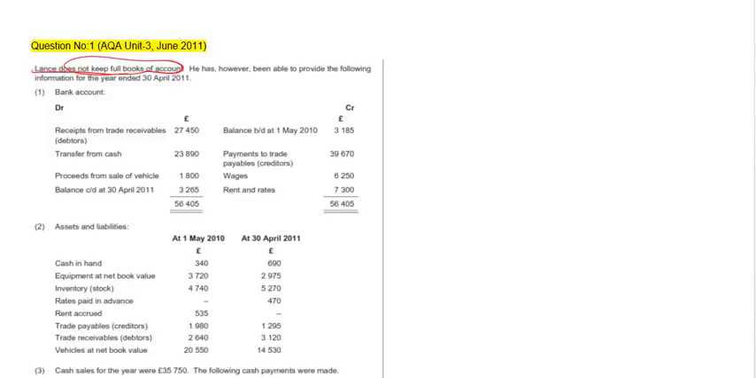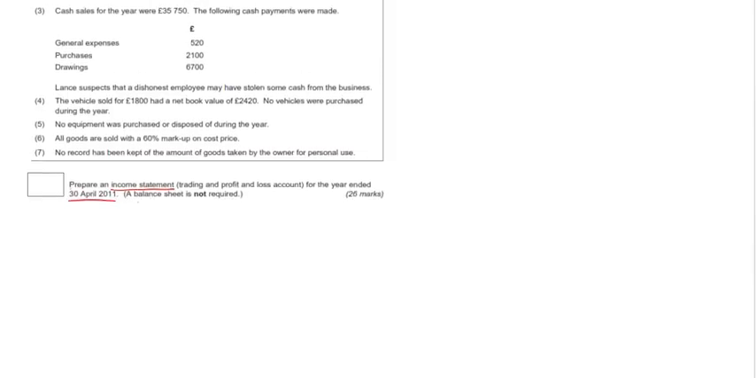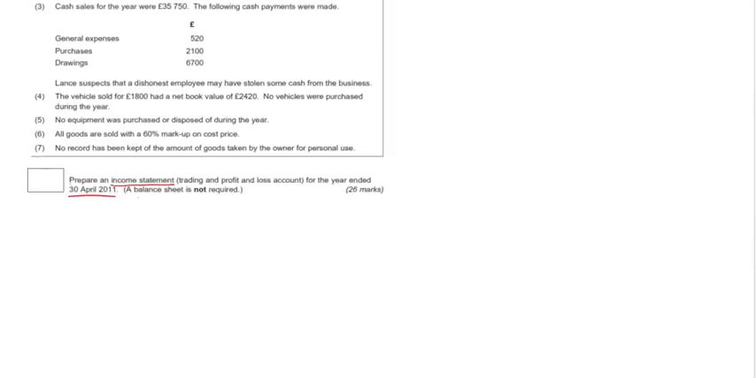Okay, we'll go straight down to our requirement, and the requirement is: prepare an income statement, trading and profit and loss account for the year ended 30th April 2011. A balance sheet is not required. Just before we go ahead, you need to bear in mind that for an income statement, we need sales, we need purchases, we might need some expenses or income, and there could be debts, there could be profit or loss on disposal, quite a few items.